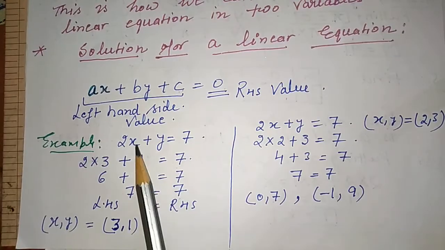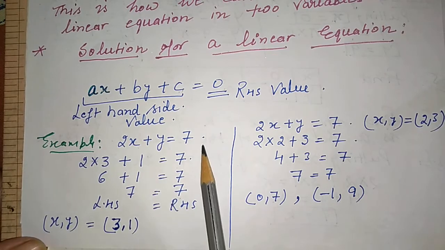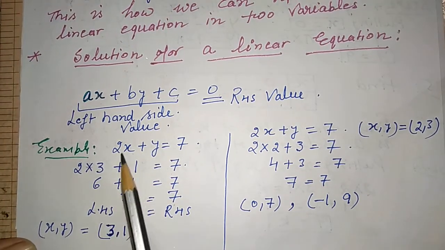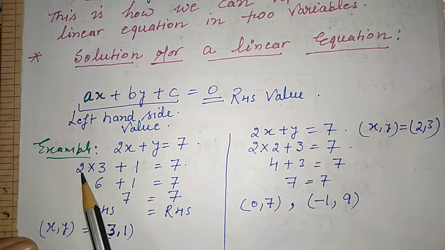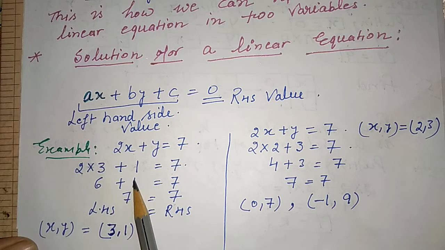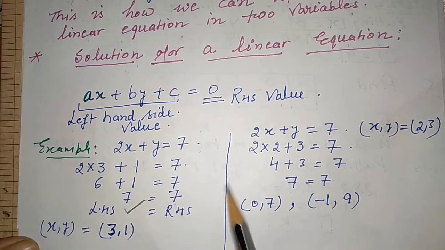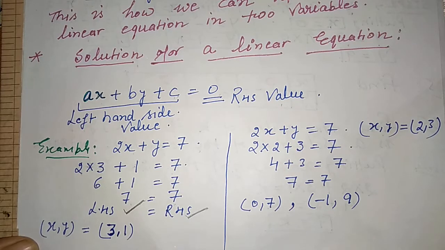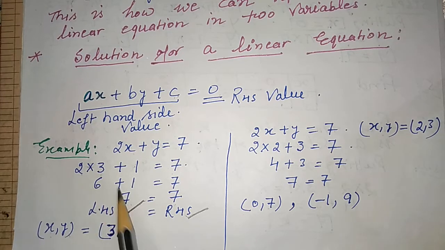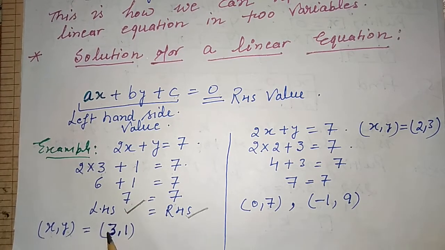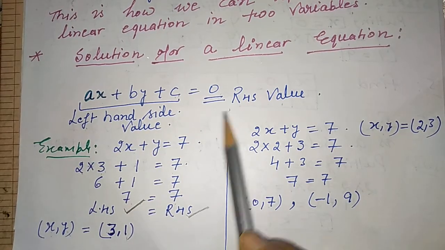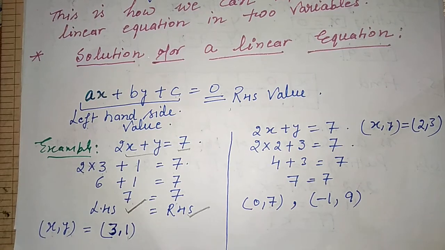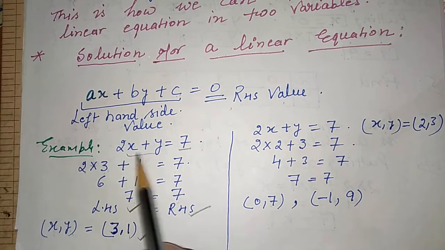Suppose we have this example here, 2x plus y is equal to 7. If we put some value of x here, suppose 3, and y is 1, and we solve the left hand side, 2 times 3 is 6, plus 1, that is 7. It means the left hand side is equal to the right hand side. So the ordered pair is x is 3 and y is 1, that is 3 and 1, because it satisfied the equation. So this is a solution of the given equation.